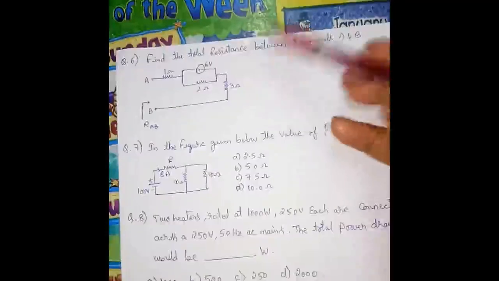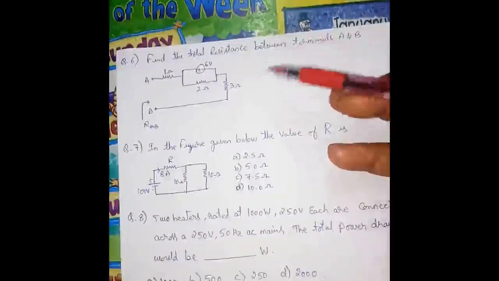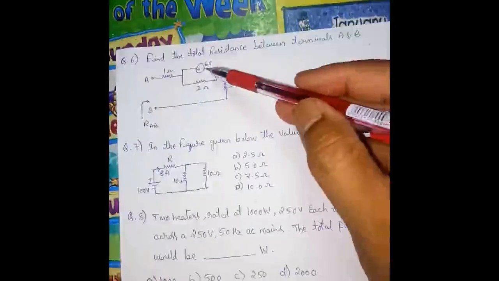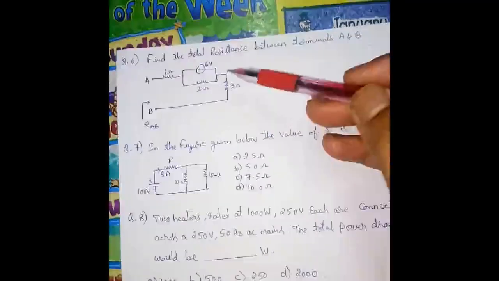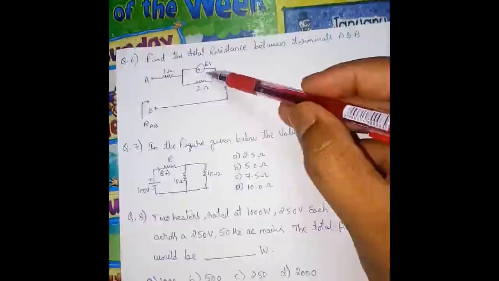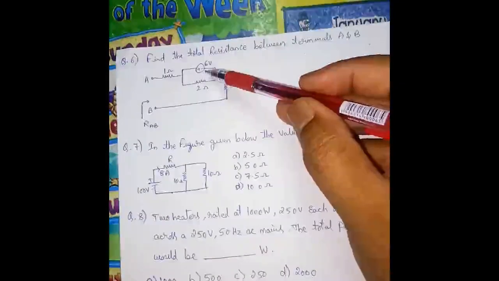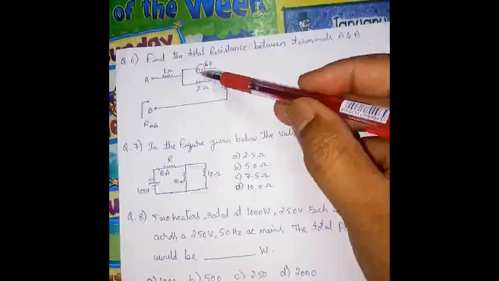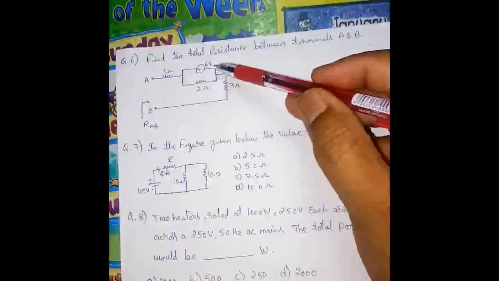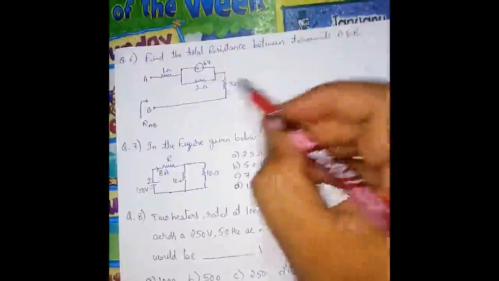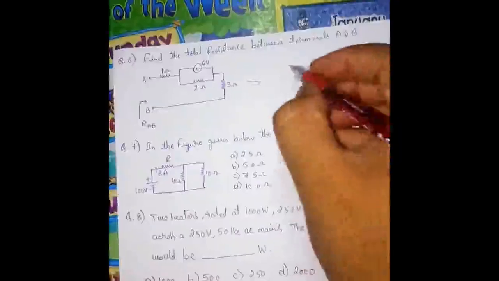One thing you need to understand here: for finding the total resistance, we will short the independent voltage source. If there is an independent current source, then the current source will be opened. But we have an independent voltage source, so we need to short it. So once we short it, current will never flow through this 2 ohm. The current will flow directly through this short circuit. So once we short this, the circuit is going to be simplified like this.